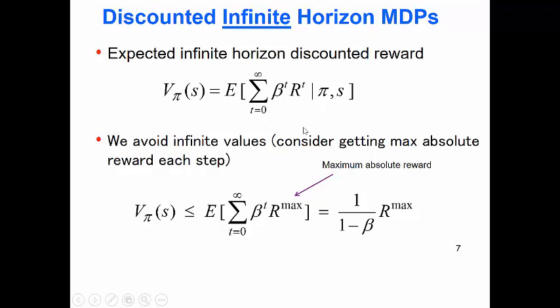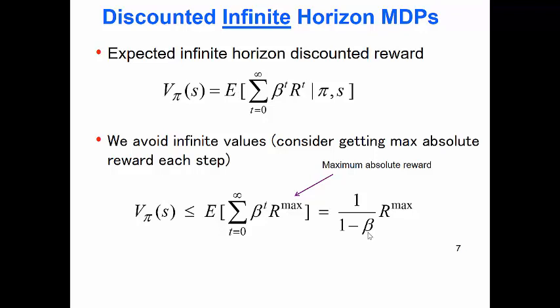So if we say what is the maximum value that a policy could have, it turns out to be this thing here, if you do just a little bit of algebra and infinite series, where R max is the maximum reward you could get anywhere in the MDP, the one-step reward. And this is kind of interesting because qualitatively it makes sense. If beta is small, the max value is going to be what? It's going to approach what?